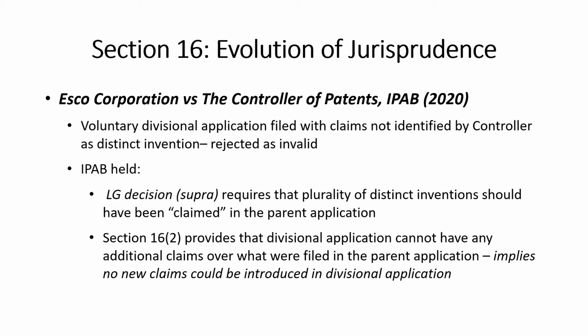So what it meant was that you can file a divisional application out of a parent application, but the claims of the divisional application should have been claimed in the parent application and it should not have been only disclosed. So you can only file a divisional application in respect of the claims of the parent application which may have been identified as distinct invention or which could be considered as distinct inventions.